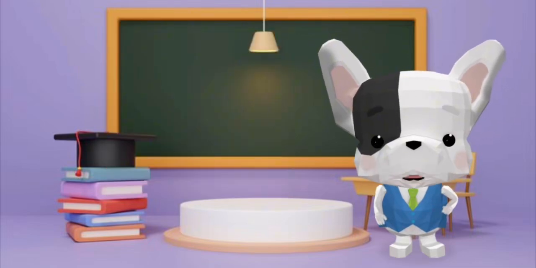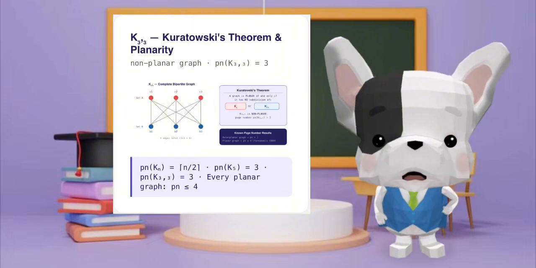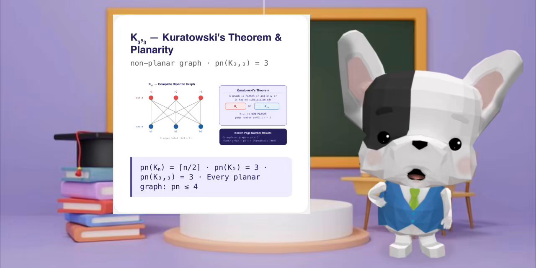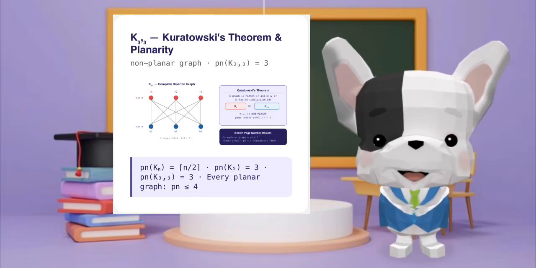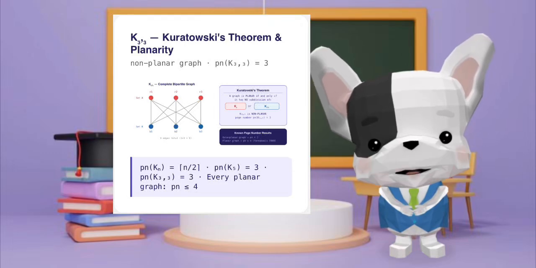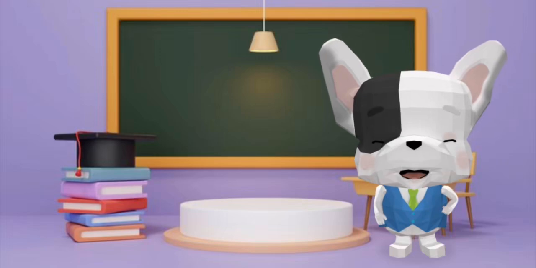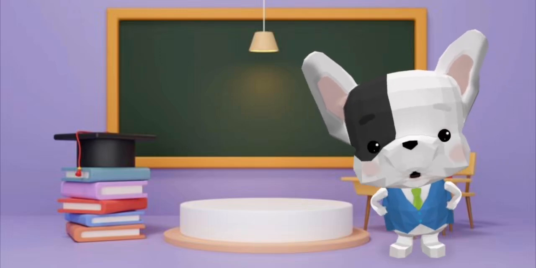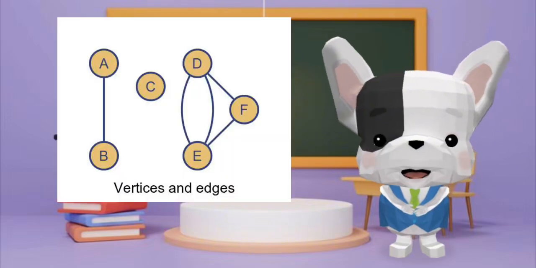Book embedding is closely related to the concept of planar graphs and Kuratowski's theorem. A graph is planar if it can be drawn on a flat plane with no edge crossings. According to Kuratowski's theorem, a graph is planar if and only if it does not contain a subdivision of K5, the complete graph on 5 vertices, or K3,3, the complete bipartite graph on 3 plus 3 vertices, as a subgraph.